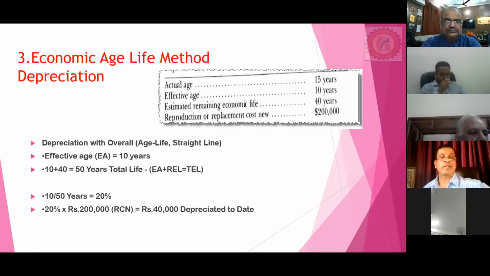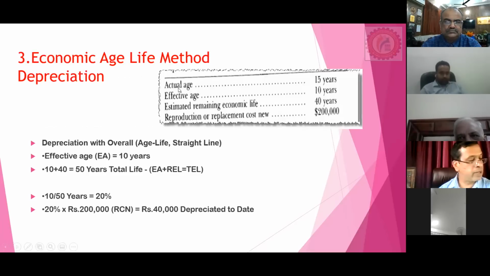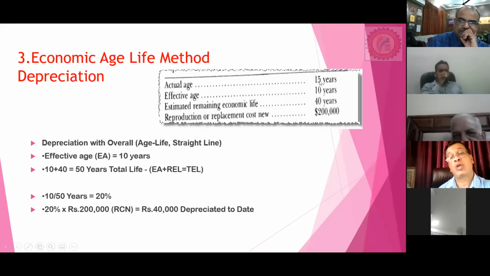And that is the economic age life method. One more example, you just see this one. Better if you have a pen and paper on your table, even a calculator, and if you get any doubt, you can ask now itself. The actual age is 15 years, because last time I gave only the effective age. Now I am talking about the actual age, which is 15 years. Effective age is 10 years.